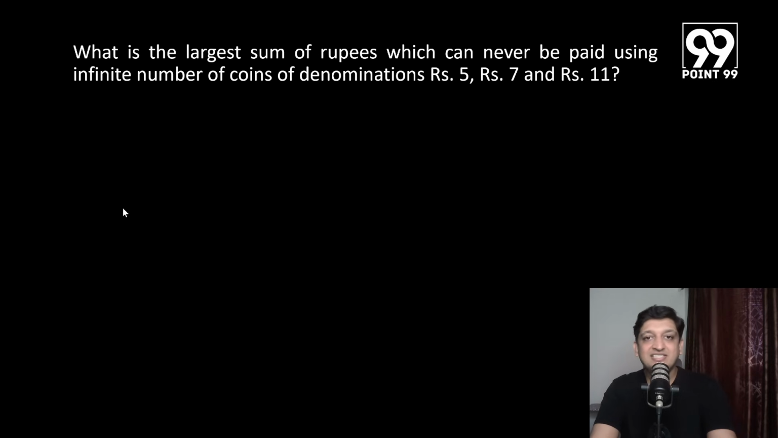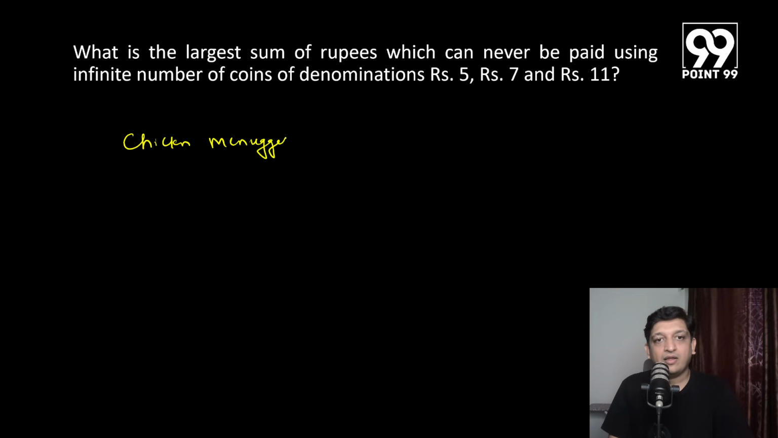What is the largest sum of rupees which can never be made using the coins of denominations 5, 7 and 11? Now this is something which is popularly known as the chicken McNugget theorem. Right? We have to find the largest value that is not possible. Now for 2 things, there is a way that exists. But for 3 things, it's best if you can use trial and error. Now till when will you use trial and error? Till the time you reach the lowest denomination.